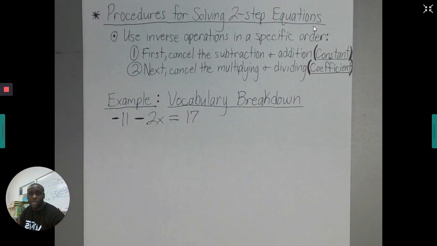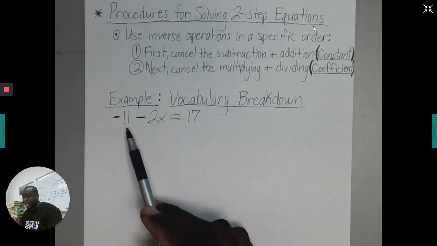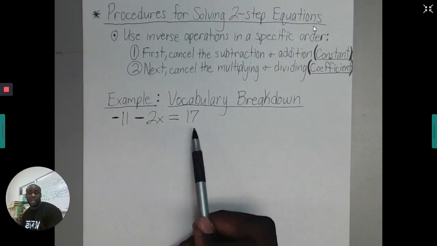When we're solving two-step equations, we want to make sure that we use inverse operations in a very specific order. First, we want to cancel the subtraction and addition. The next thing we want to do is get the multiplying and dividing part to cancel. We're going to look at the example here: negative 11 minus 2x equals 17.